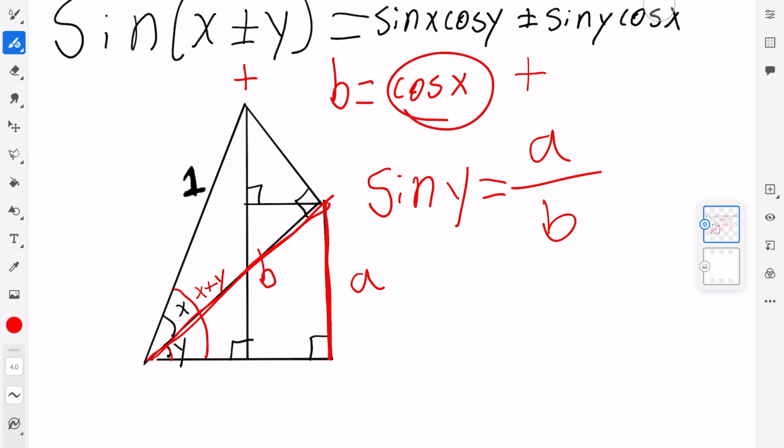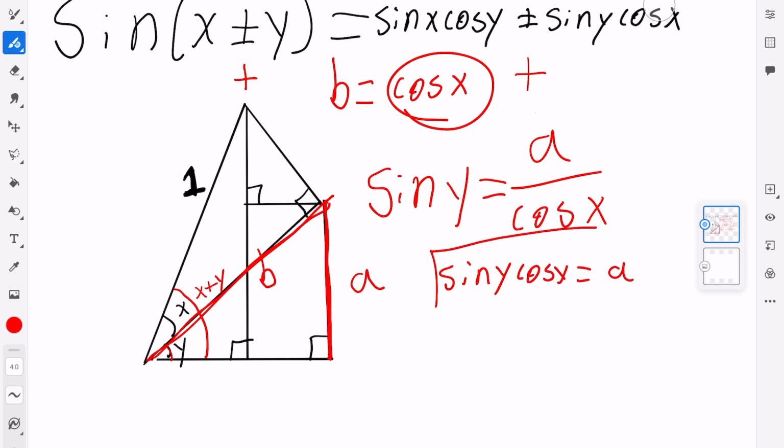Now if we substitute that right here, we can derive a just by multiplying both sides of the equation by cosine of x. So if you notice, this is already one part of the equation that we have. So now we have to find a way to derive the smaller length. So let's just keep this somewhere.